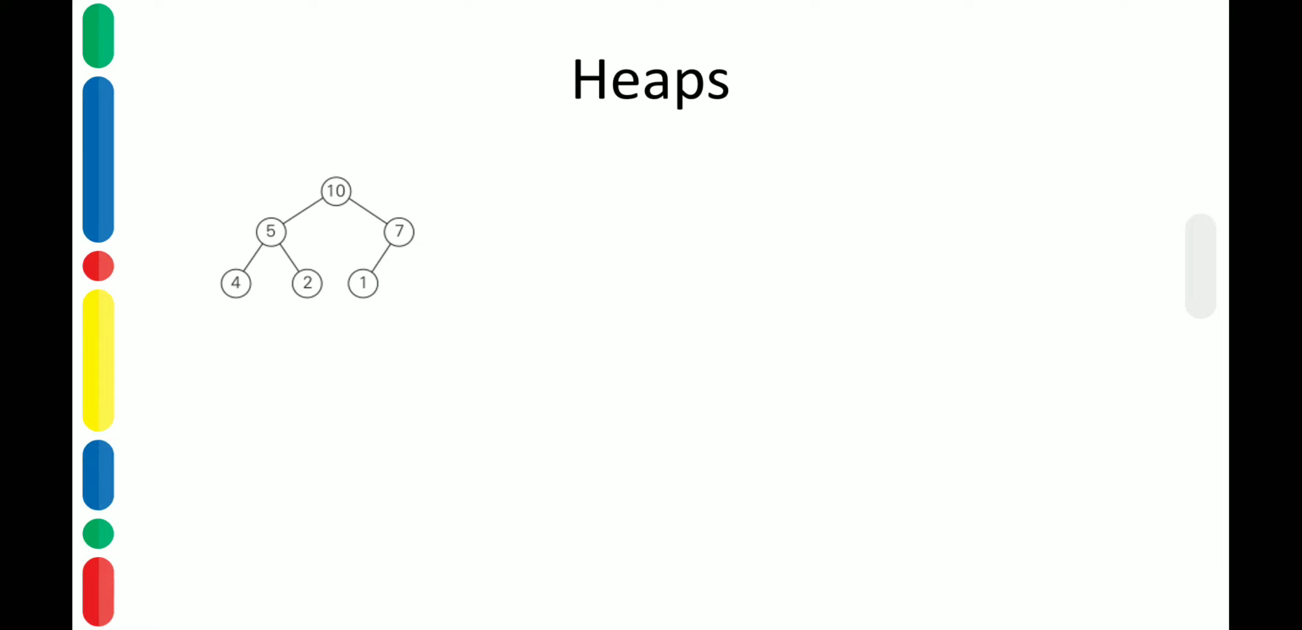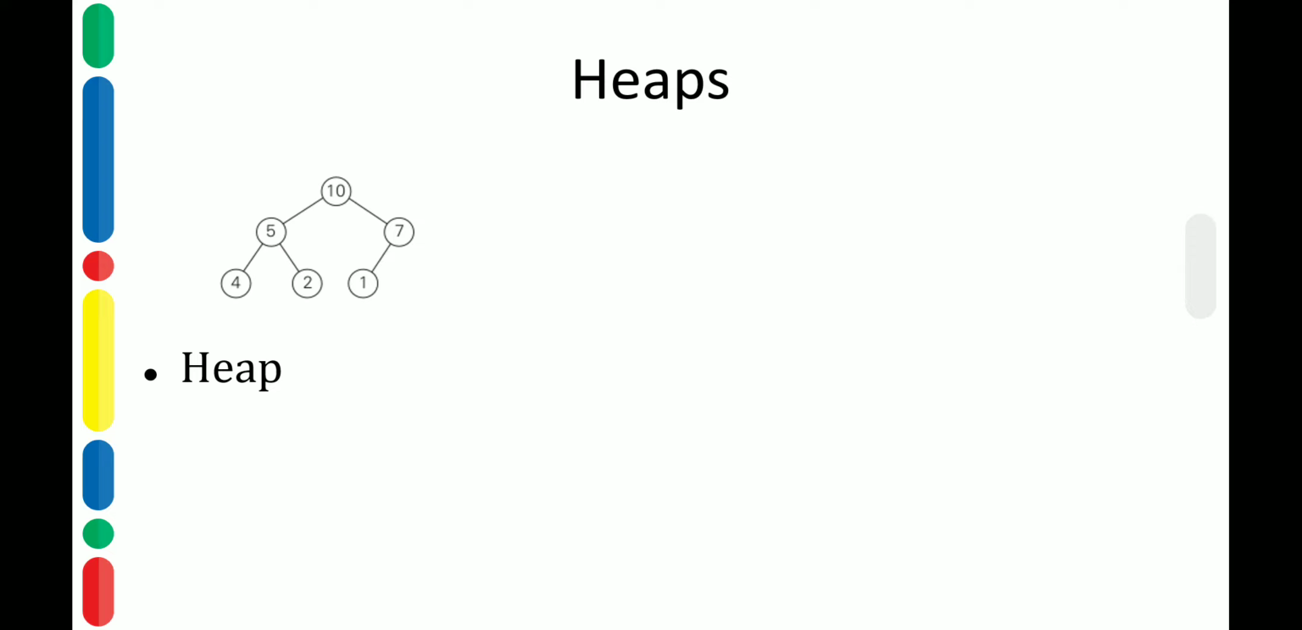So let's look at a few examples. As you see here, we first look at whether this graph satisfies the shape property. In this case, we have three levels. In the first two levels, all the nodes are full. In the last level, only one node is missing, and that node also happens to be the rightmost node. Hence, this example is that of a heap.